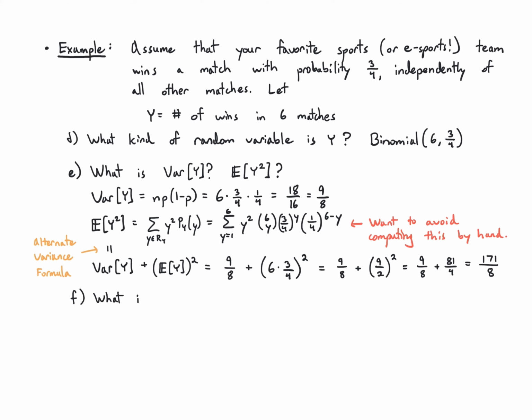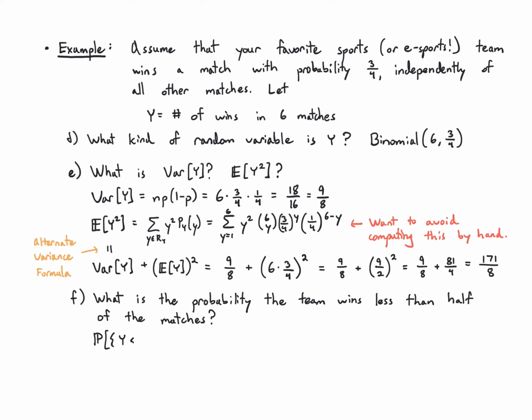Well, finally, what's the probability that I'm watching these 6 matches and the team that I favor wins less than half the matches? That's kind of sad for me, but that's what I'm interested in knowing. What's the probability that happens? In this case, half is going to be 3, because half of 6 is 3. So what I'm asking is, what's the probability that y is less than 3? And in this particular example, because I'm only taking integer values, that's the same as asking what's the probability that y is less than or equal to 2?